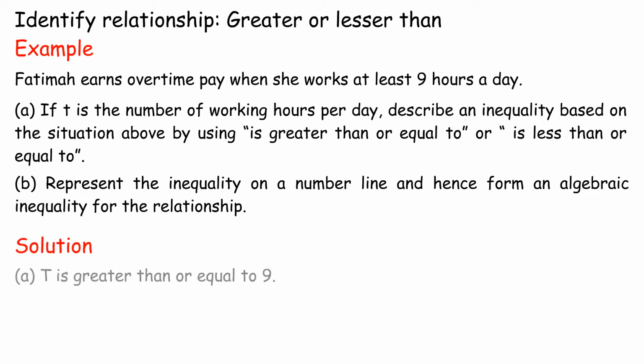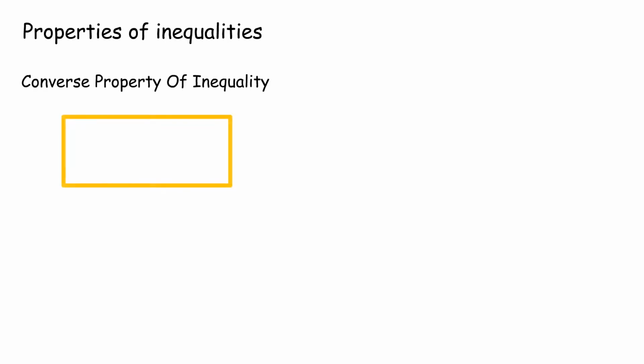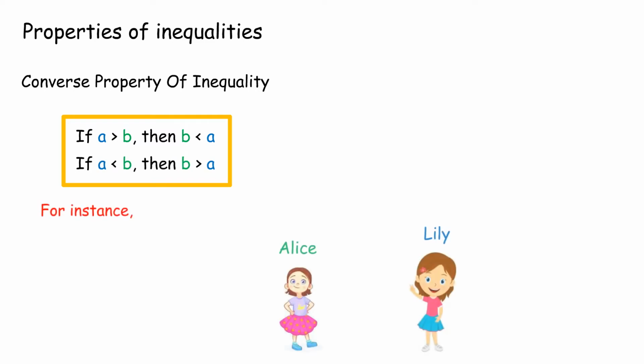Solution: A. T is greater than or equal to 9. B. The algebraic inequality is as follows. Properties of inequalities. Converse property of inequality: if A greater than B, then B less than A. If A less than B, then B greater than A. For instance, Lily is older than Alice, so Alice is younger than Lily.